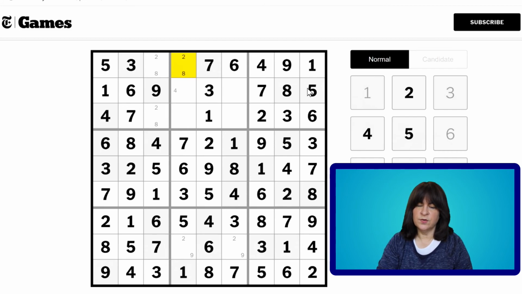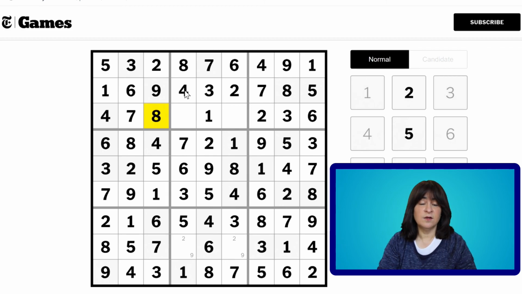Let's look at this row. It only has 2 cells missing. It's missing a 2. The 2 can go here or here. And we're missing a 4. Well, the 4 can't go here because of this 4. So this must be the 4. And then this is the 2. And if that's the 2, then this must be the 8. And this is the 2, which means this is an 8.